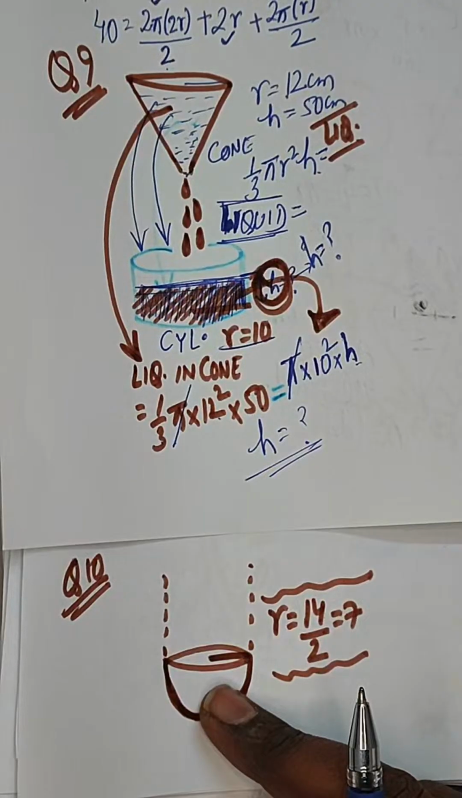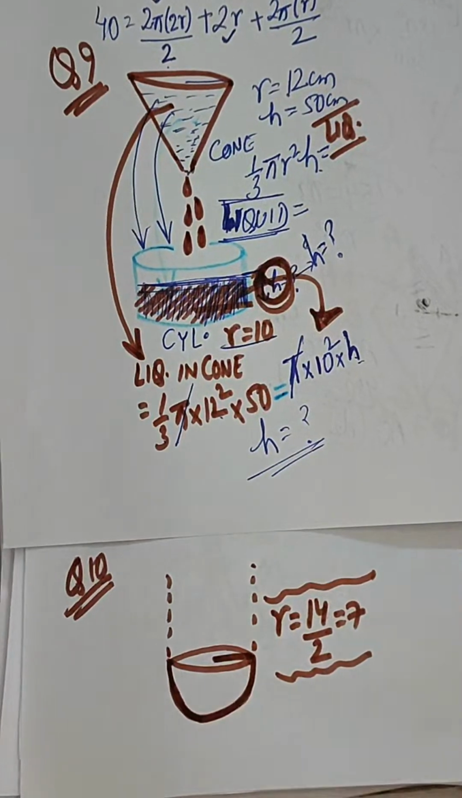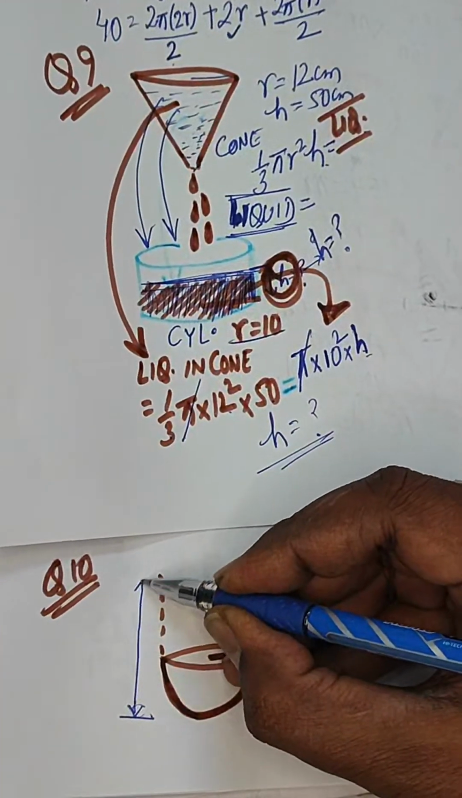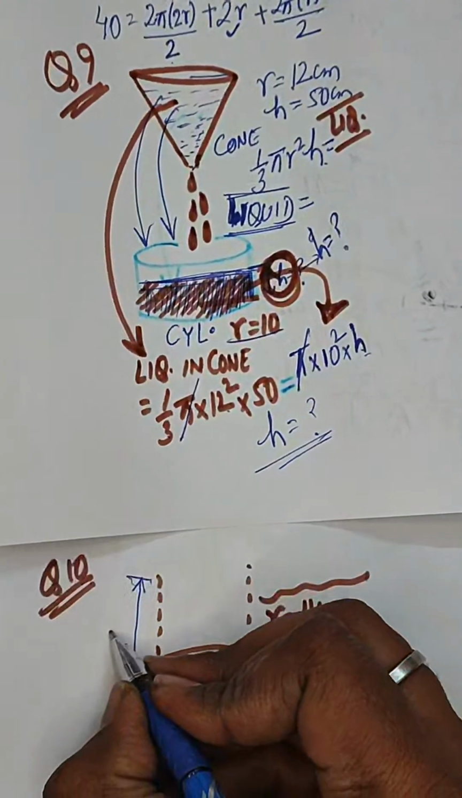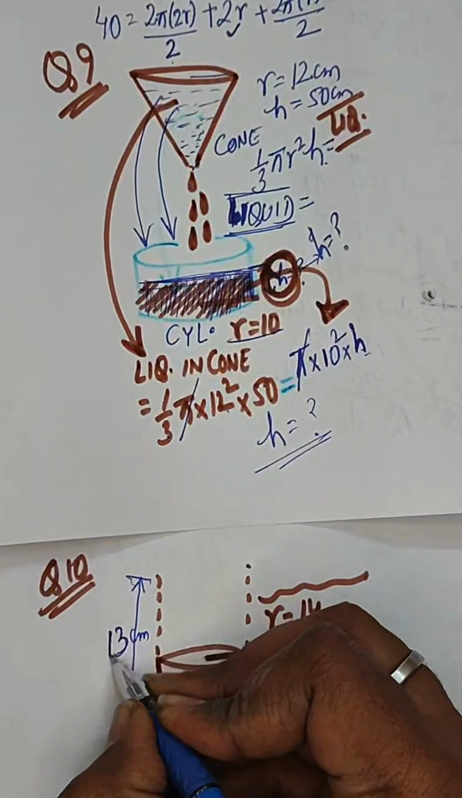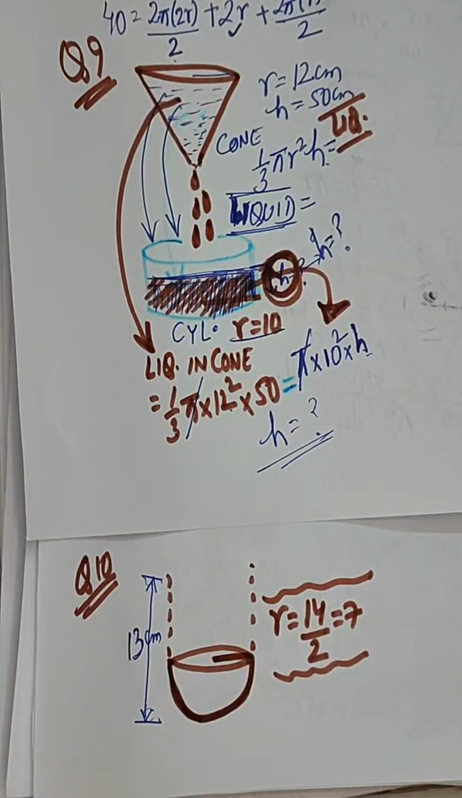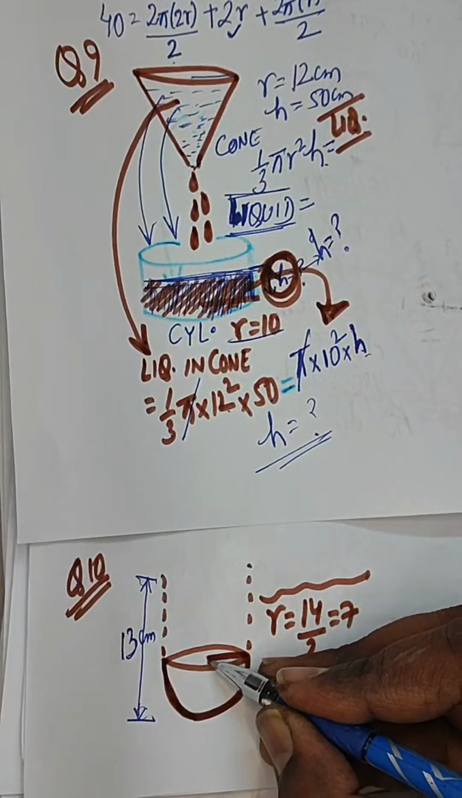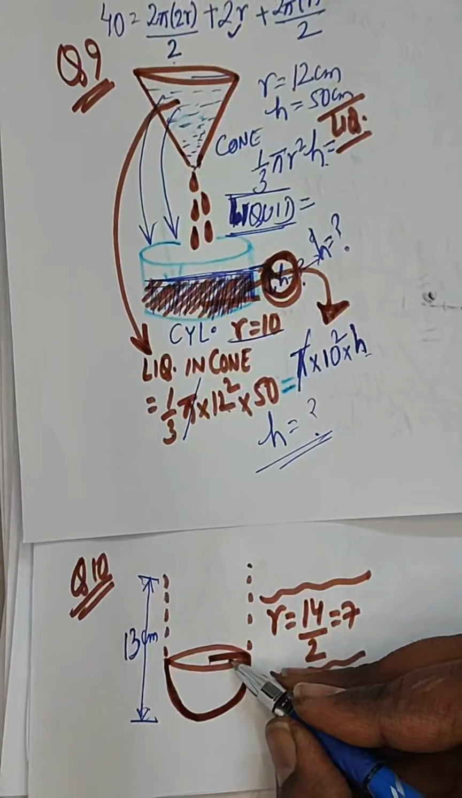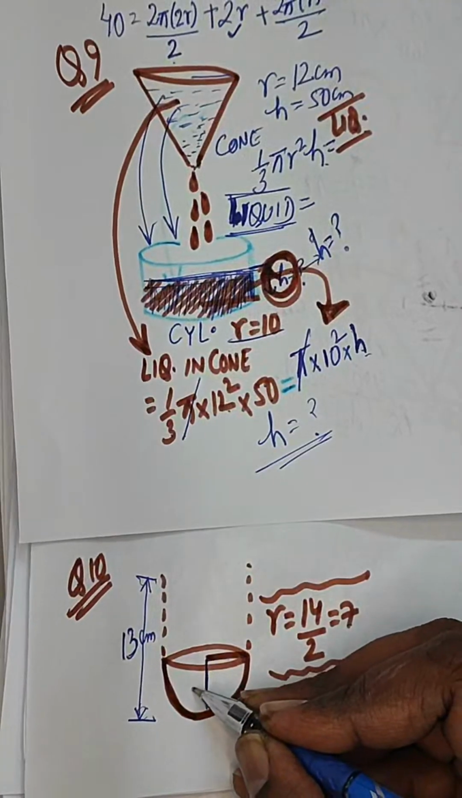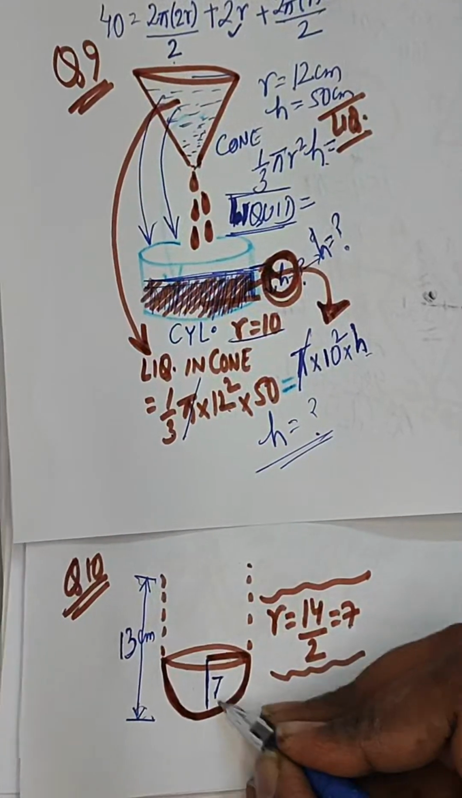Now, the total height of the vessel is 13 cm. So that means the height of the vessel from this point to this point is given to you as 13 centimeters. Now, my dear friend, the question is to find the capacity of the vessel. So you can understand the concept that if the radius of this hemispherical ball is 7, then definitely the height of the ball will also be equal to the radius. This will also be equal to 7, isn't it?